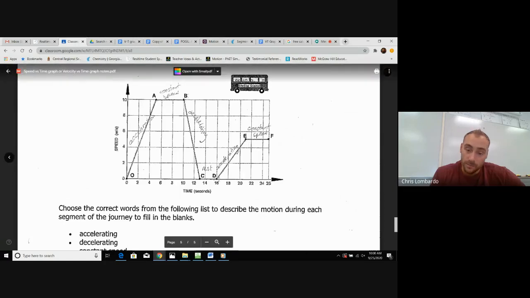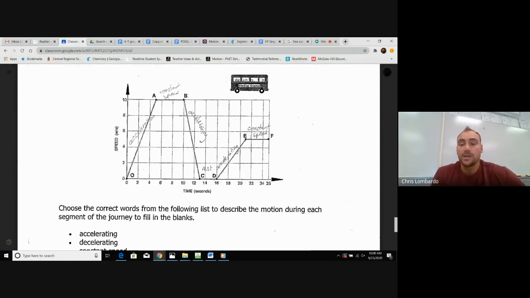D to E, you're accelerating, speeding up. E to F, a constant speed. What would your constant speed be there from E to F? Well, it's a horizontal line. So if I just scoot this across, smack dab in the center of the 6 and 4, I'm at 5 meters per second.